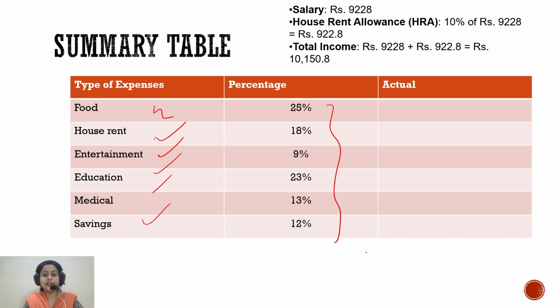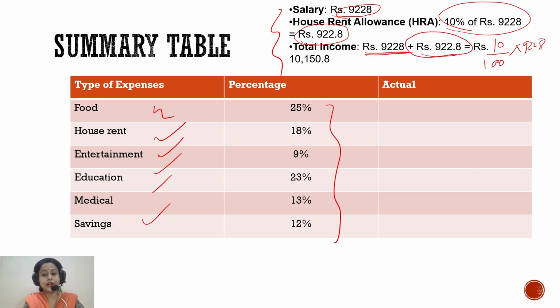So to find out actual expenditure, first we have to find out his total income. Now what is his total income? His total salary is 9228 and 10% of his salary is paid, he received as house rent allowance. So we have to calculate 10% of his salary, which is 10% of 9228. That means 10 by 100 into 9228 will give you rupees 922.8. That is your house rent allowance. So with this total salary, which is 9228, you have to add this house rent allowance. Then only you will get total income.